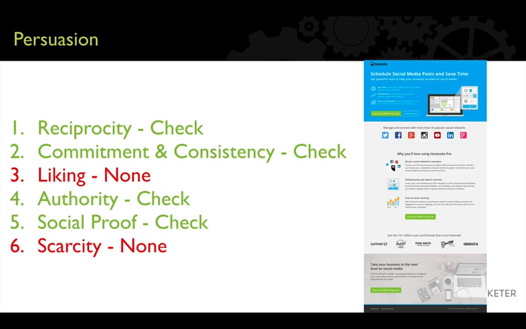And then scarcity, there's none. This is a perpetual offer. They don't talk about any sort of close, which is fine. You don't want to create false scarcity. False scarcity is what we call lying. So you don't want to lie to people, because we talked about how trust is so important in optimization and in landing pages as a whole. So don't lie to people. If you don't have scarcity, don't make it up. And that's what Hootsuite did here.